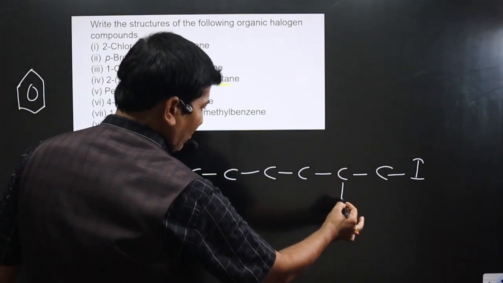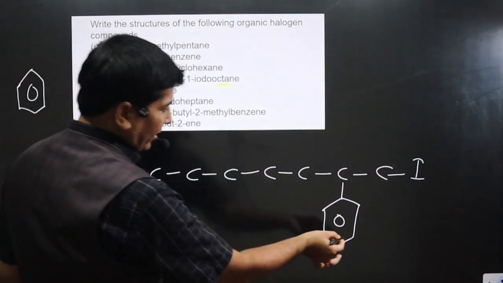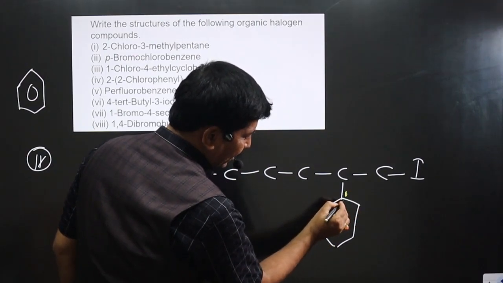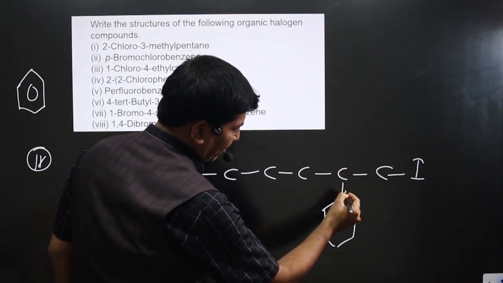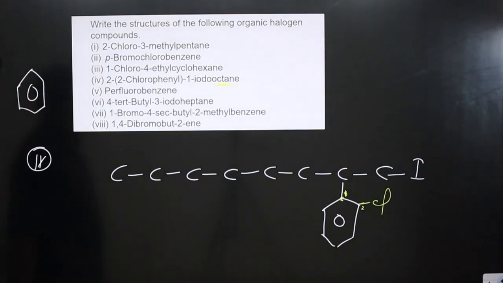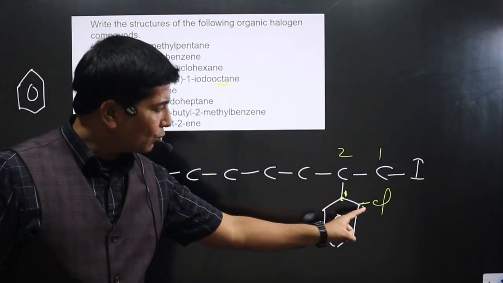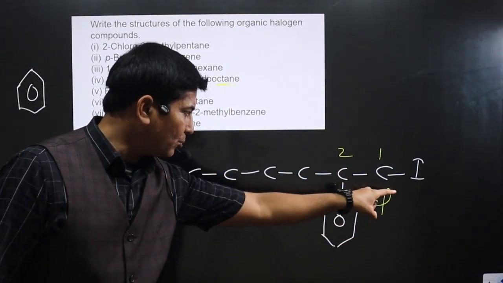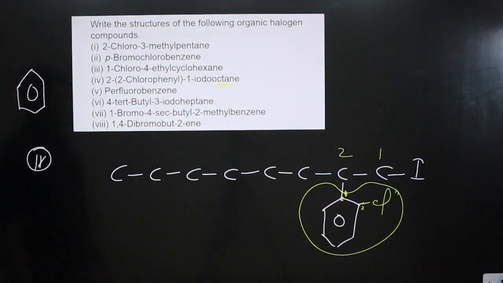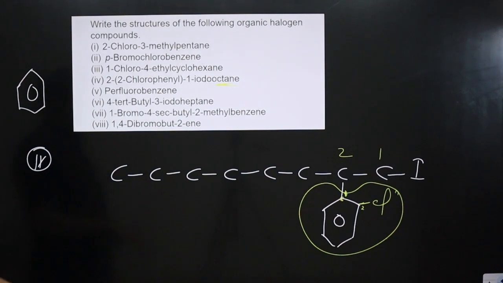So to the second carbon, the phenyl group, the benzene ring, is attached. And it says 2 chloro in the phenyl group. Keep in mind we start numbering from this carbon because this carbon is attached to the parent chain. So we start numbering 1, 2, and Cl is attached to the second carbon in the phenyl group. This portion is named 2 chlorophenyl and is attached to the second carbon in the parent chain. So we got 2 chlorophenyl, 1 iodooctane.